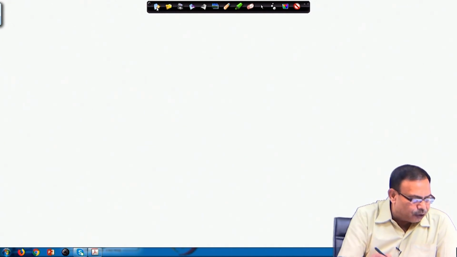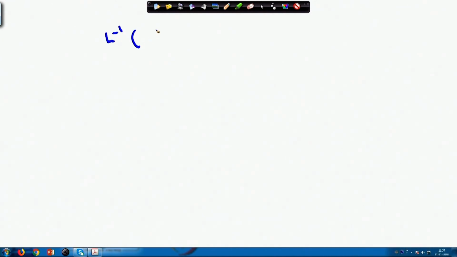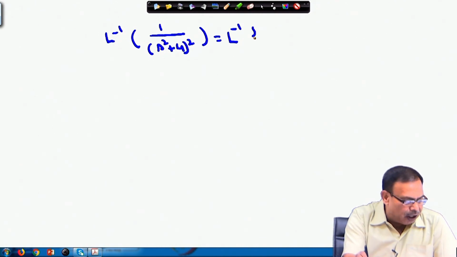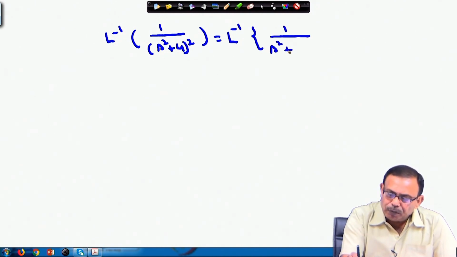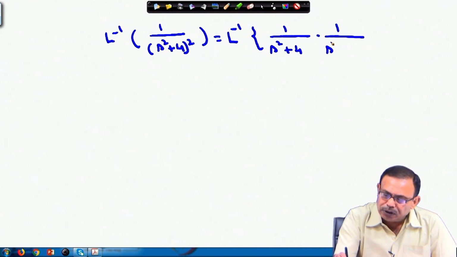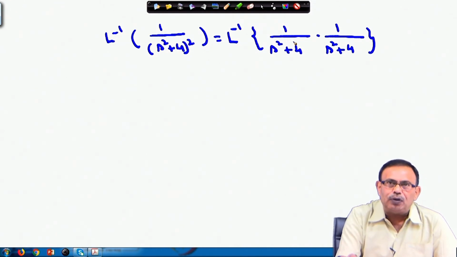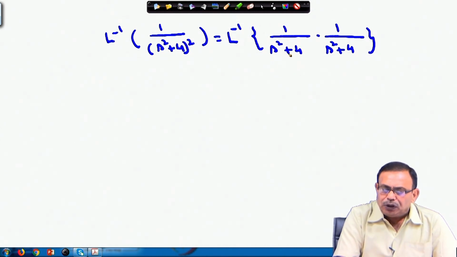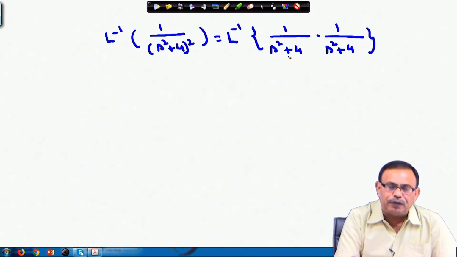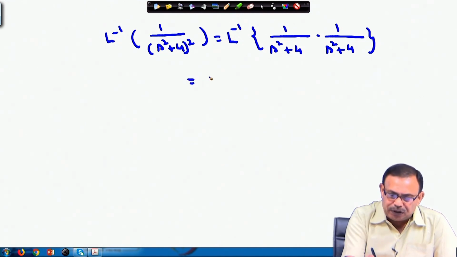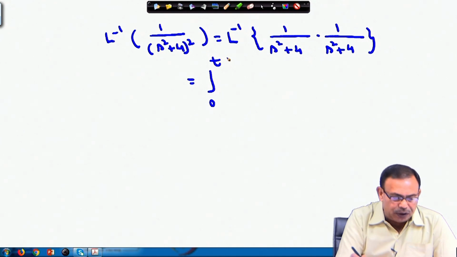Let us see this one, Laplace inverse of 1 by (s square plus 4) whole square. This I can write as Laplace inverse of 1 by (s square plus 4) into Laplace inverse of 1 by (s square plus 4). I know 1 by s square plus 4 is the Laplace transform of the function half sin 2x. So, we have two functions, Laplace inverse of F into G, and this I can write in the form of f star g. So, this I can write using convolution.